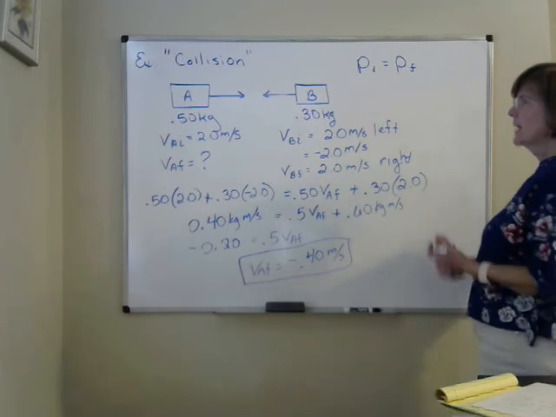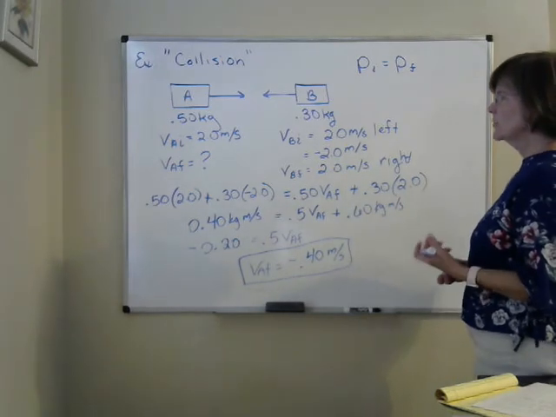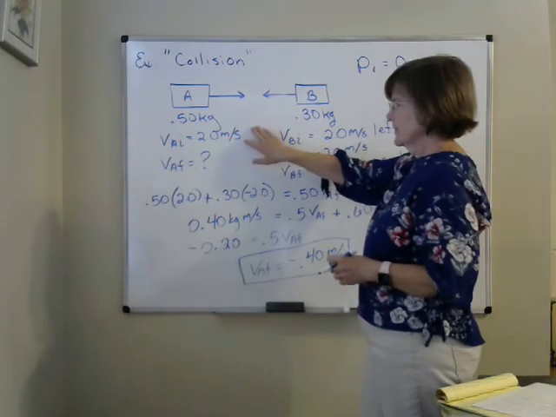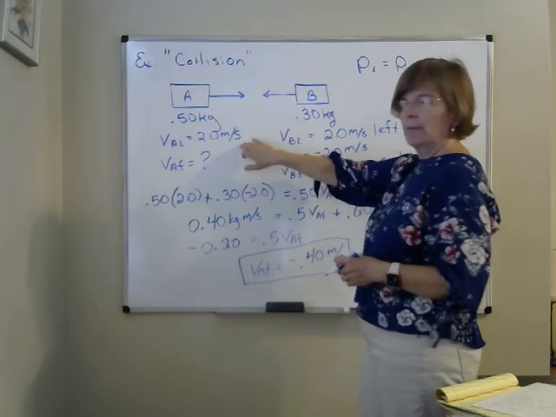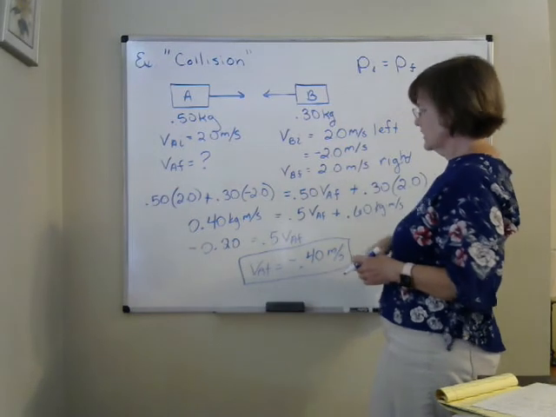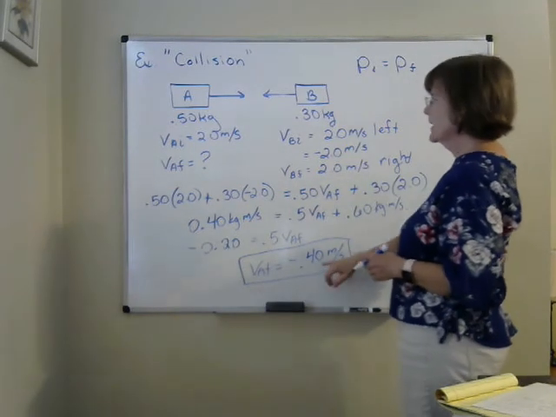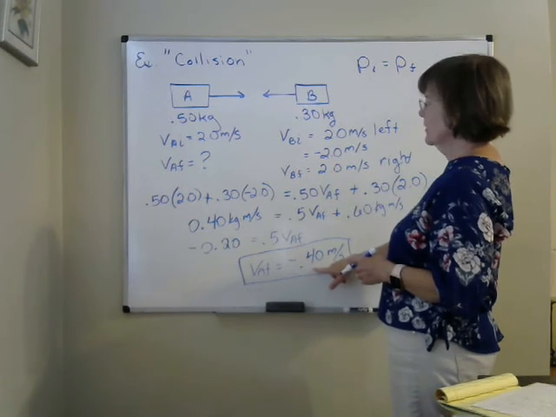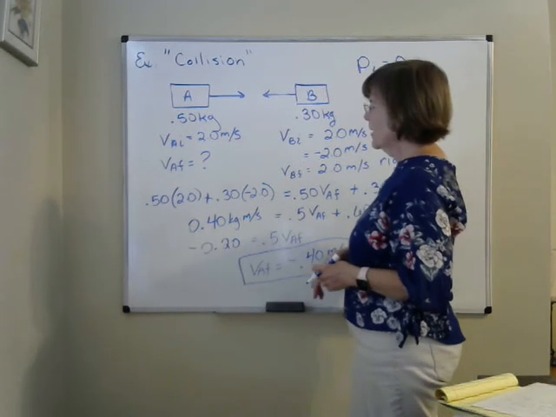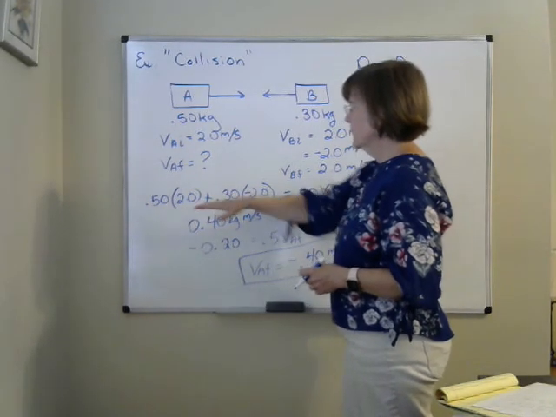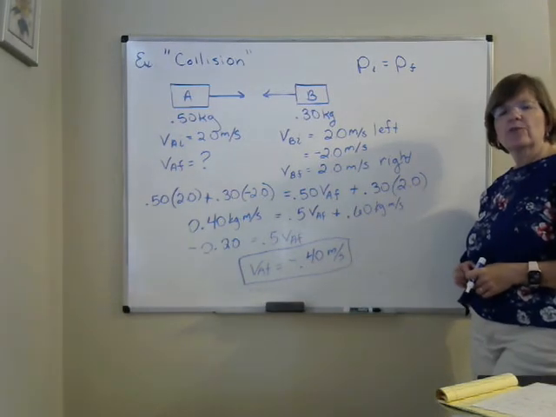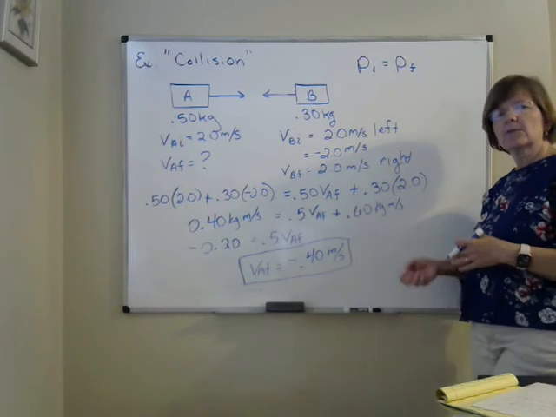The total amount of momentum, let's think about how much momentum things had before and after. Before the collision, block A had 1 kilogram meter per second, mass times velocity. After the collision, it had negative 0.20, mass times velocity. So it went from positive 1 to negative 0.2. That's a change of 1.2.